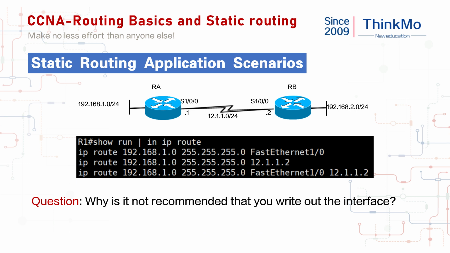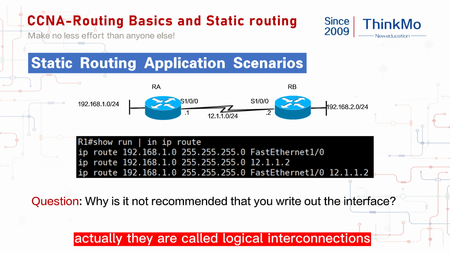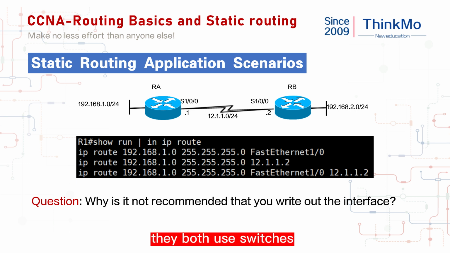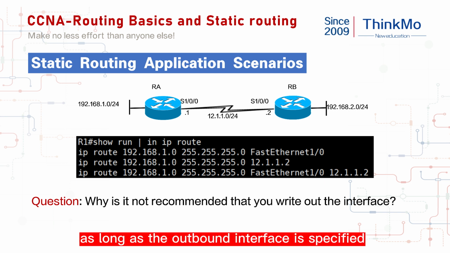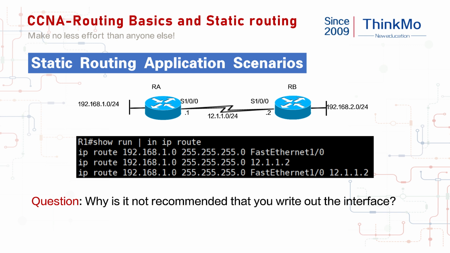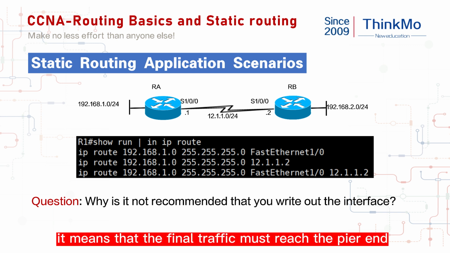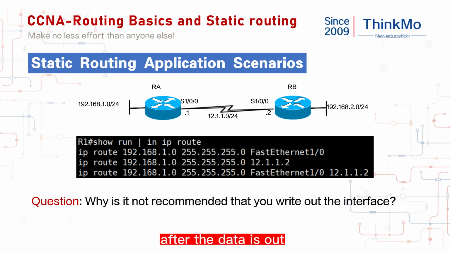Like we just said, a router and a switch can connect multiple routers. Actually they are called logical interconnections. They both use switches and can connect to each other. But for point-to-point links, it is not possible to use equipment, such as switches, in the middle. For a point-to-point link, as long as the outbound interface is specified, it means that the final traffic must reach the peer end. After the data is out, it can't get anywhere else, only to the peer device.